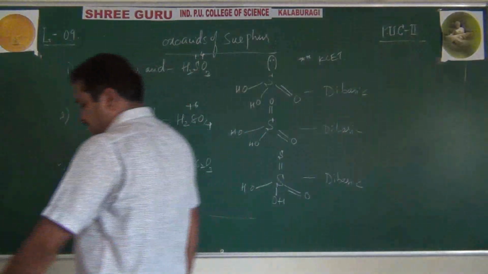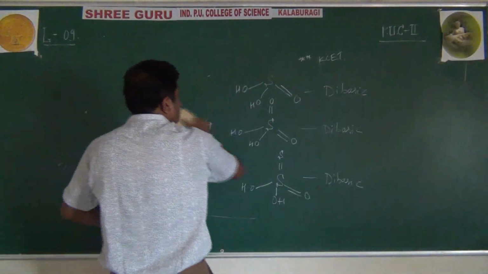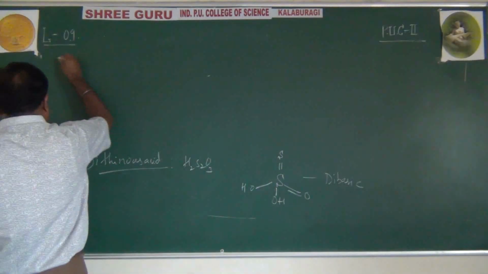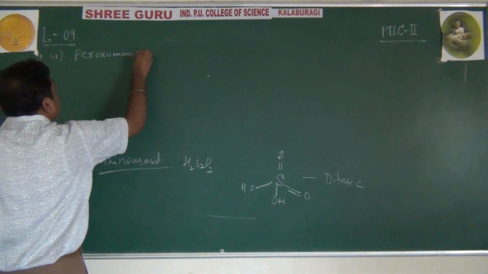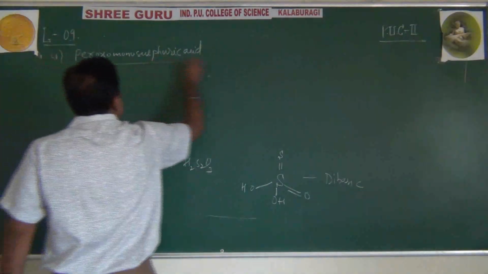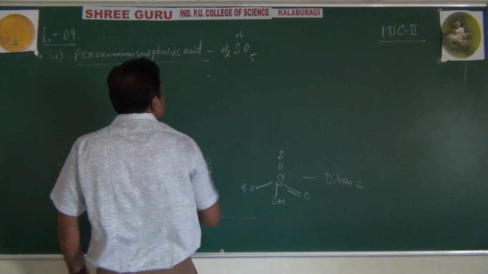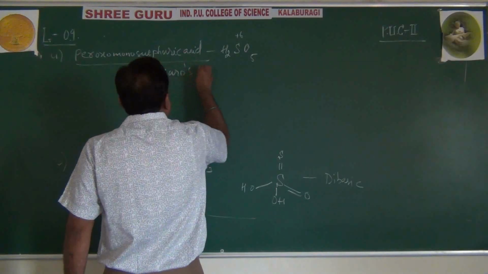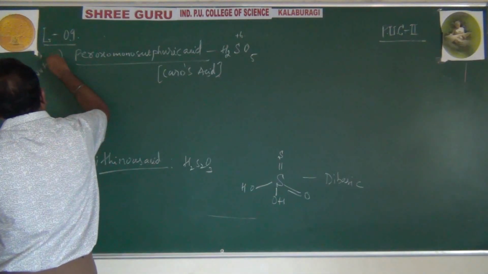Like this, if you go to the next, peroxo monosulfuric acid, which is called H2SO5. According to its structure, its oxidation state is +6. The paradox of oxidation number. It is also called Caro's acid. Caro's acid. Very, very important for NEET.